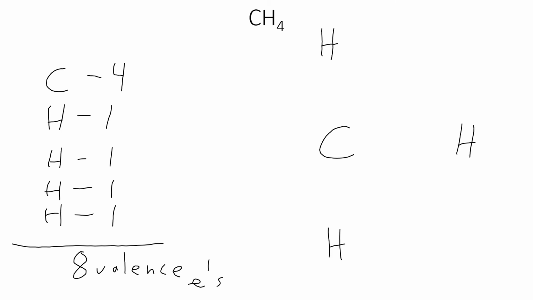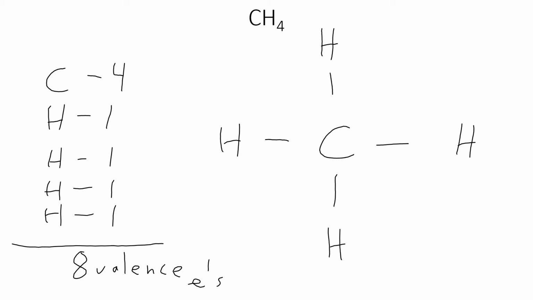We'll place hydrogens around the carbon. There has to be something connecting each outer atom with that central atom. So we're going to make a bond between each outer atom and the central atom. Now it's at this stage that you would normally complete the octet on the outer atoms.